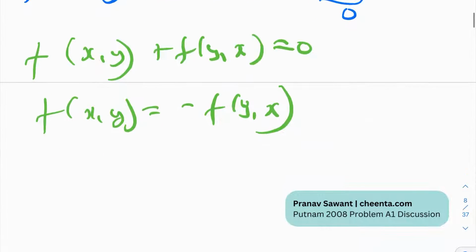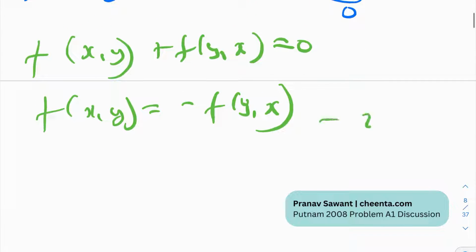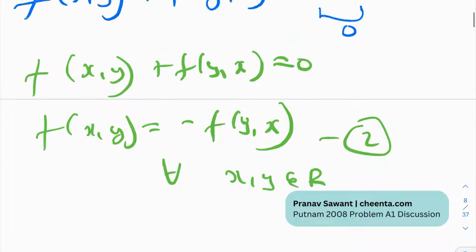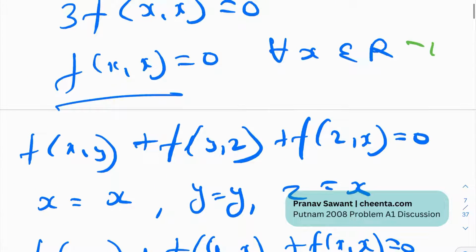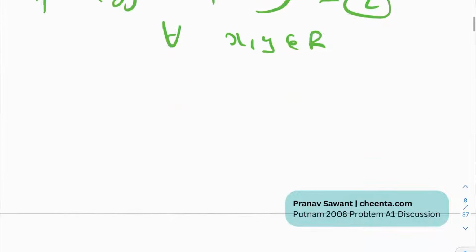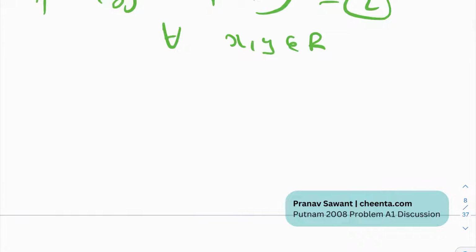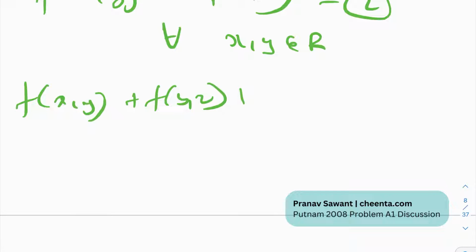Okay. Now this is the second result that we had, and this is obviously for all x comma y belonging to the reals, right? This is satisfied for all. That's kind of the important thing to note. Okay, so let's return to the functional equation that they had given to us. f of x comma y plus f of y comma z plus f of z comma x is equal to 0.